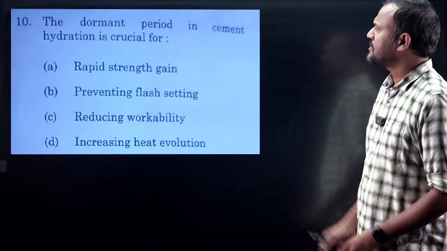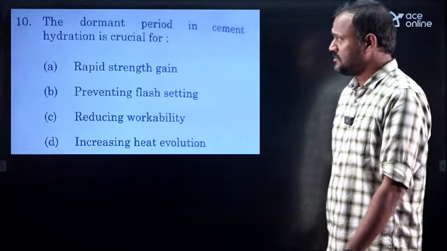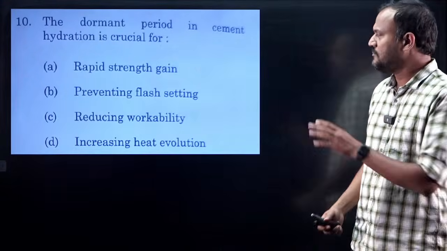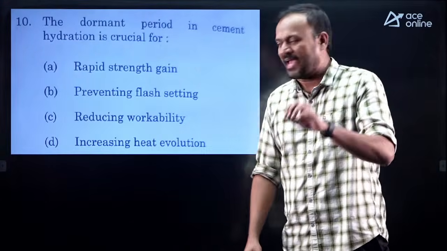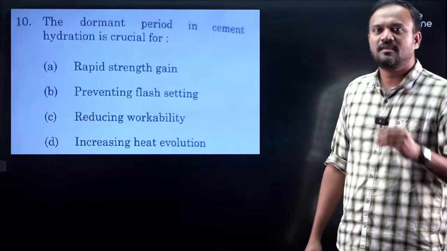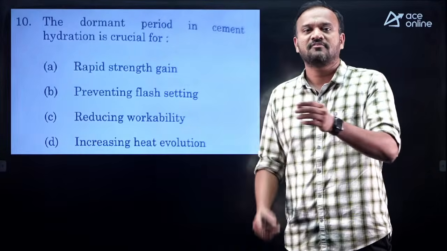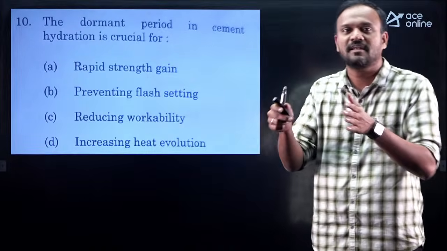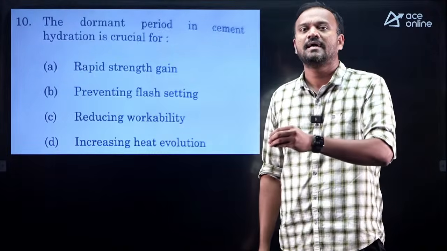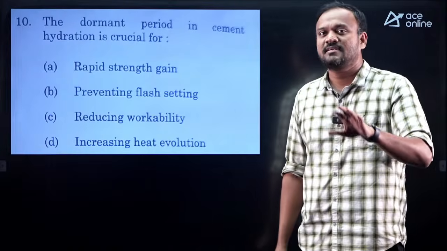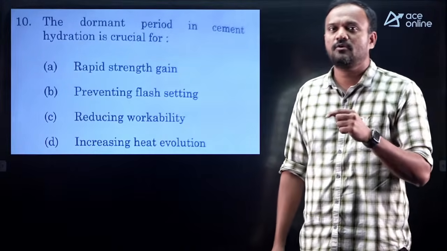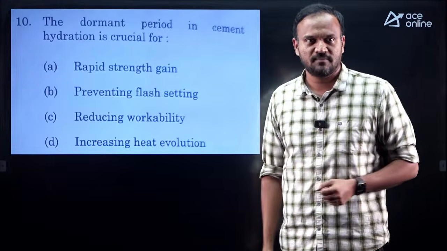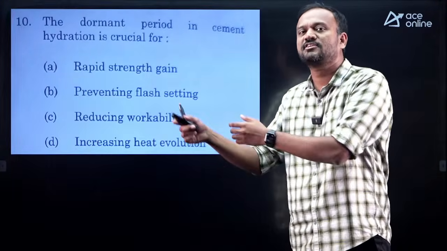For the first question, the dormant period in cement hydration is critical for. See, all the options are actually not correct. During hydration, the first 30 or 40 minutes, which is the initial setting time period, is a dormant period where the plasticity doesn't reduce. That is the period where you are giving time to the mason to work with the concrete, for mixing, placing, compaction and finishing.